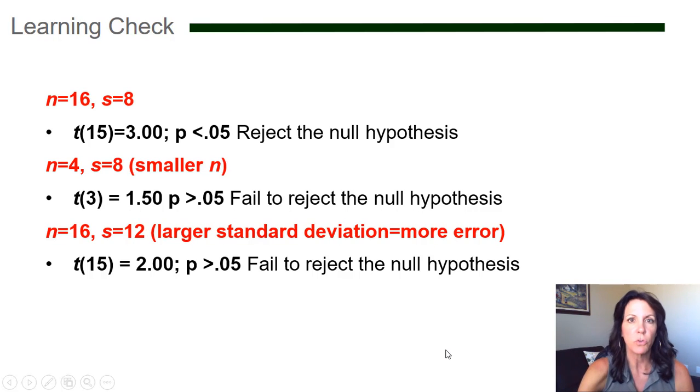As a reminder, and I want to drive this home, as sample size increases, your chance of rejecting the null hypothesis increases. And as standard error increases, your chance of rejecting the null decreases. So in other words, what we really want when we're doing our studies is a large sample size, and we want there not to be a large standard deviation in our sample. So we go for larger n's and smaller error.